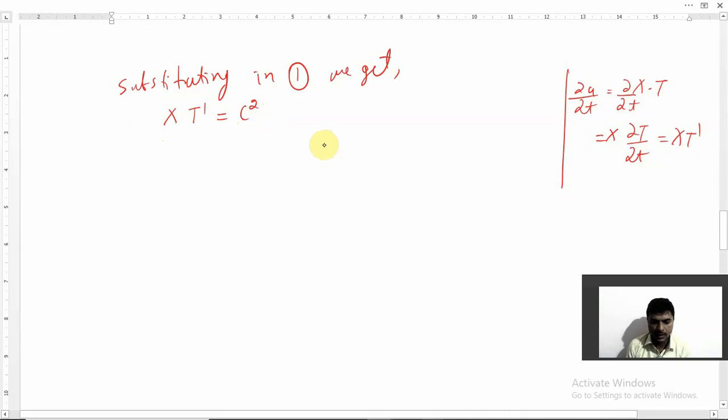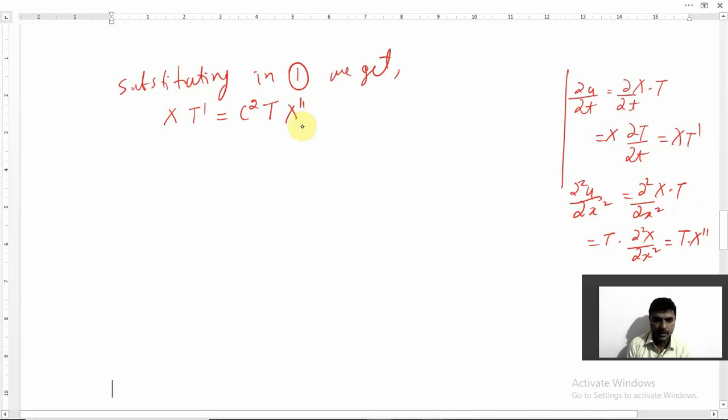From equation 1, students, again please remember, the next value I am going to substitute is dou square u upon dou x square. What is u? I have taken X into T, and now T is constant, so I will take T outside. This is T into dou square X upon dou x square. So with double differentiation, T into X double dash. So I will write T X double dash. Is it clear, students? I will take this as equation number 2. This is how we are going to find the solution of the heat equation.